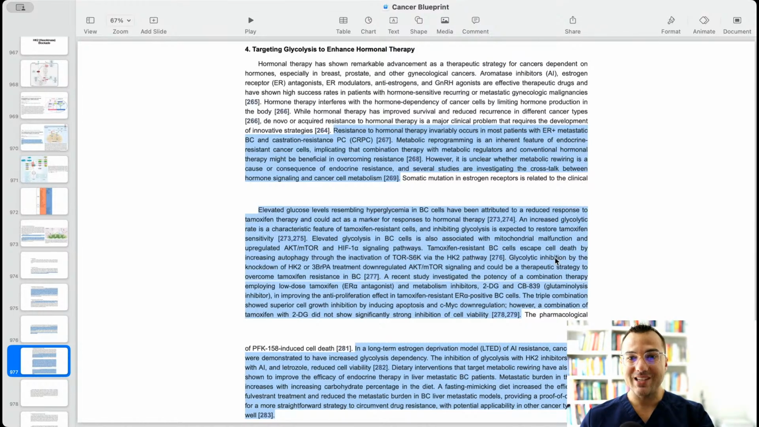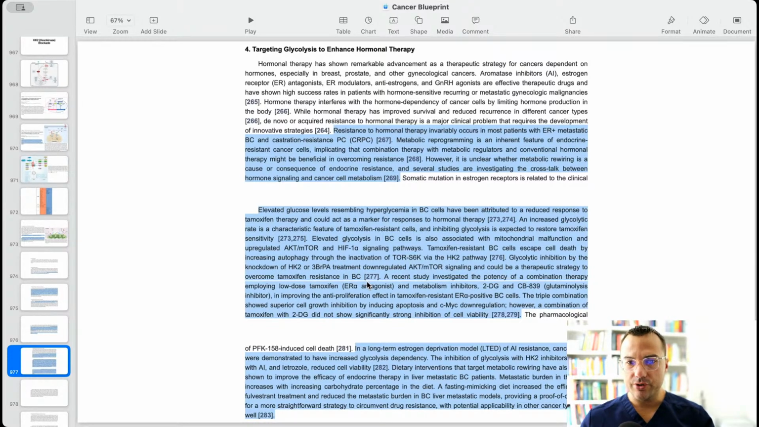Tamoxifen-resistant breast cancer cells escape cell death by increasing autophagy. That's why autophagy is not all good. Autophagy is hijacked by cancer cells to escape cell death, just like glutathione is not all good. It's actually hijacked by cancer cells through the inactivation of TOR via S6K via the hexokinase 2 pathway. Glycolytic inhibition by the knockout of HK2 or 3-BrPA treatment downregulated AKT mTOR signaling and could be a therapeutic strategy to overcome tamoxifen resistance in breast cancer.